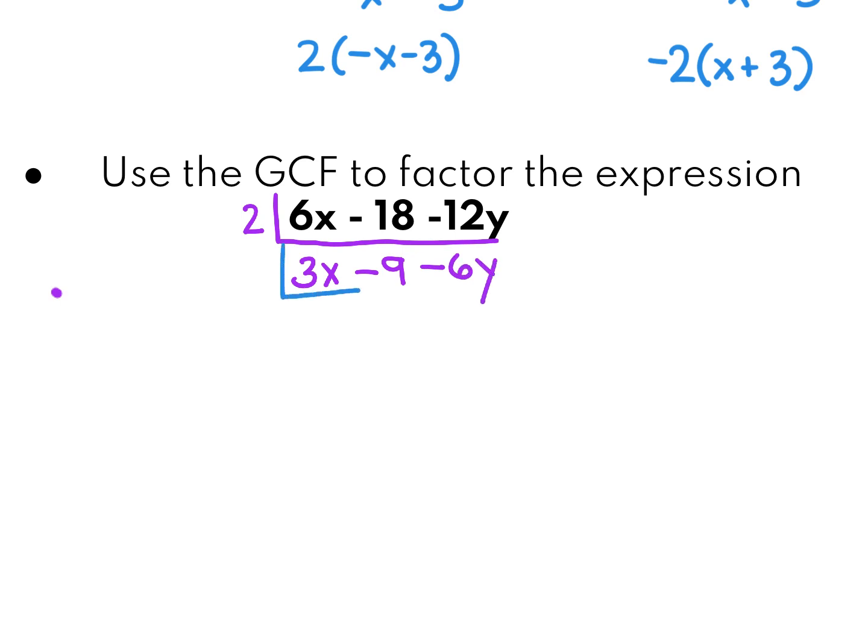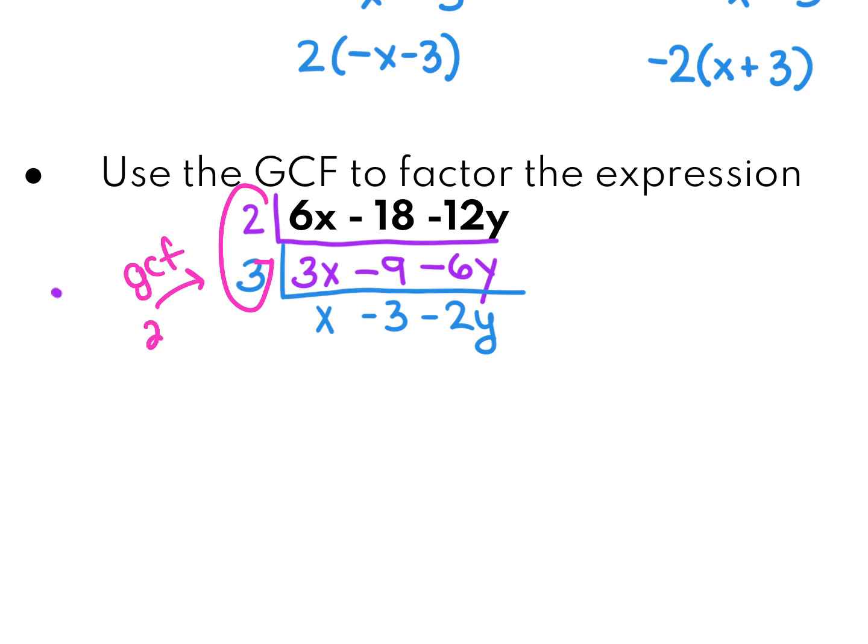I'm going to say we can still divide this by 3. So I'm going to keep going. And now I have these 3 terms that don't have anything in common. So I am done. This is my greatest common factor, my GCF, 2 times 3, which is 6. So I'm going to put the 6 down, and in parentheses, I'm going to put what's left over so that I have my completely factored expression.